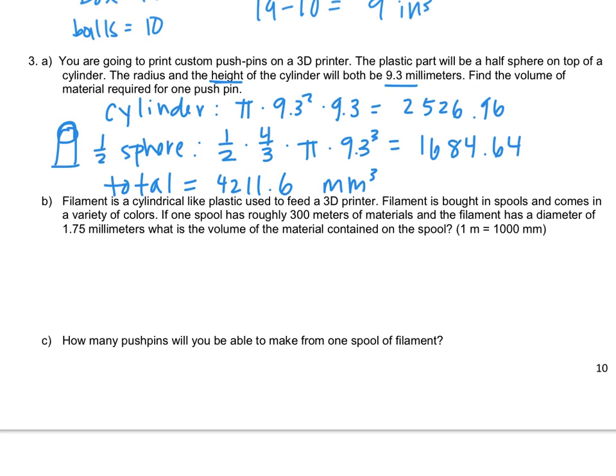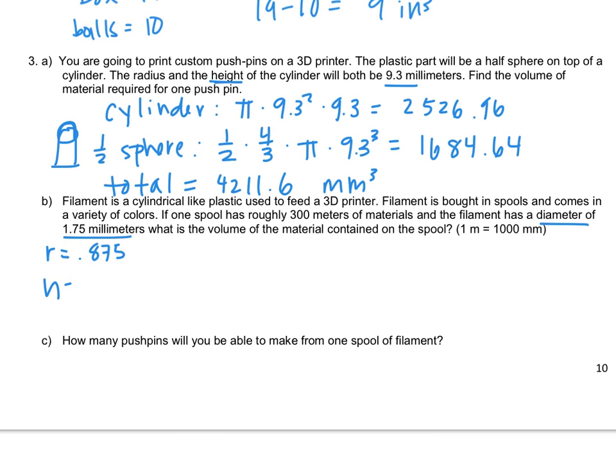All right, filament is a plastic, so it's kind of like a plastic string. So it's a really, really long cylinder. So it's a circle on the end, but it's really long like a string would be. So they tell us the diameter of the filament is 1.75 millimeters. Well, for our formula, we're going to need radius. So I'm going to divide the diameter by 2 and get the radius is 0.875 millimeters. And I'm not going to round that. I'll probably end up rounding at the end, but for now I'm just going to leave that.